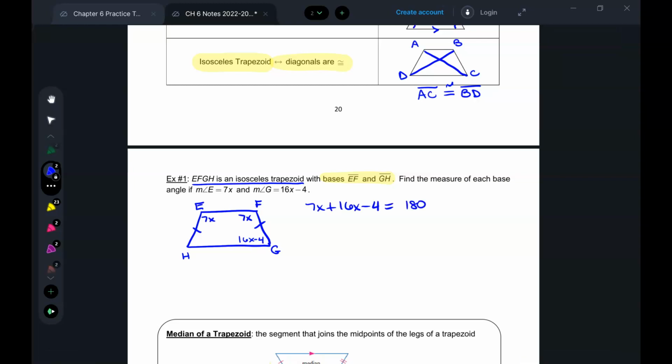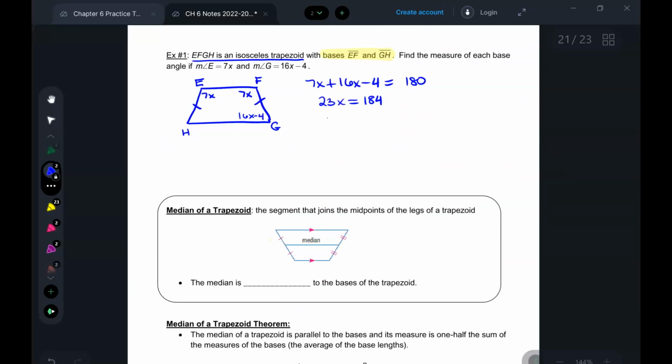Okay, take a minute. 23x. What's 16 plus 23? What do we get for x? I'm going to guess 8. So 8. Okay, so I want to find the measure of each base angle. E and F are easy: 56. And the measure of angle H and G are going to be the same.